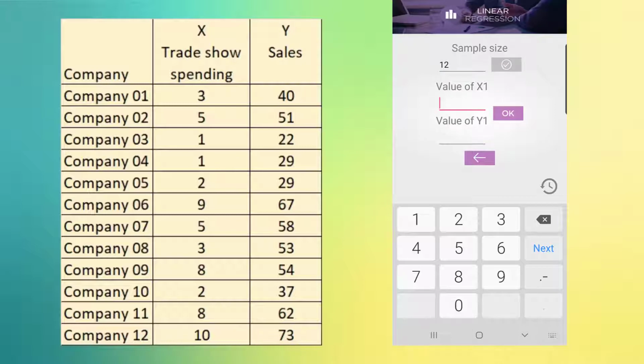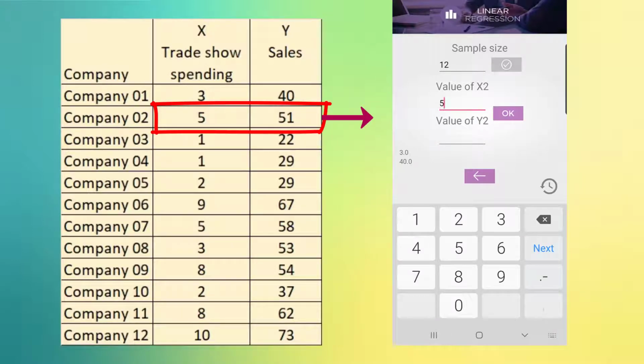Now it is time to input the first pair of values. Write the value of variable X of company 01. Do not click OK at this moment. Write the value of variable Y of company 01. This time you need to click OK. It is now time to type the second set of values, then OK.